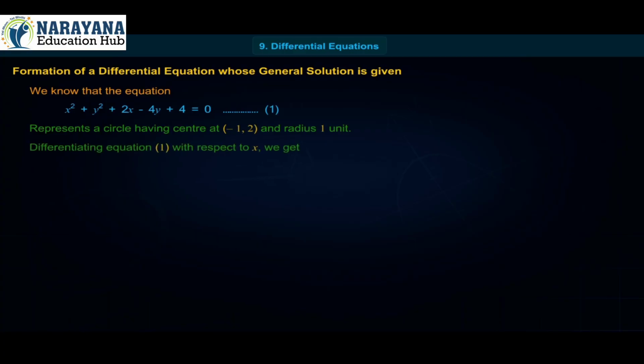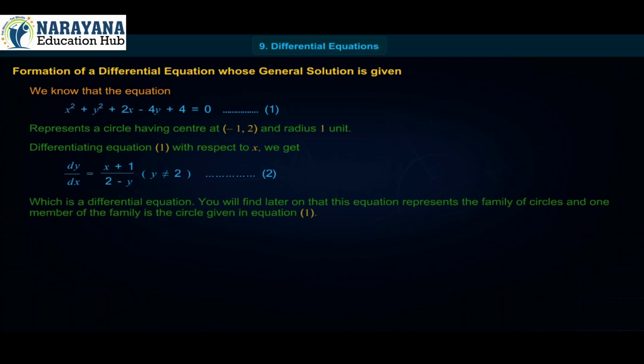Differentiating equation 1 with respect to x, we get dy by dx is equal to x plus 1 upon 2 minus y, where y is not equal to 2. Equation 2, which is a differential equation. You will find later on that this equation represents the family of circles and one member of the family is the circle given in equation 1.